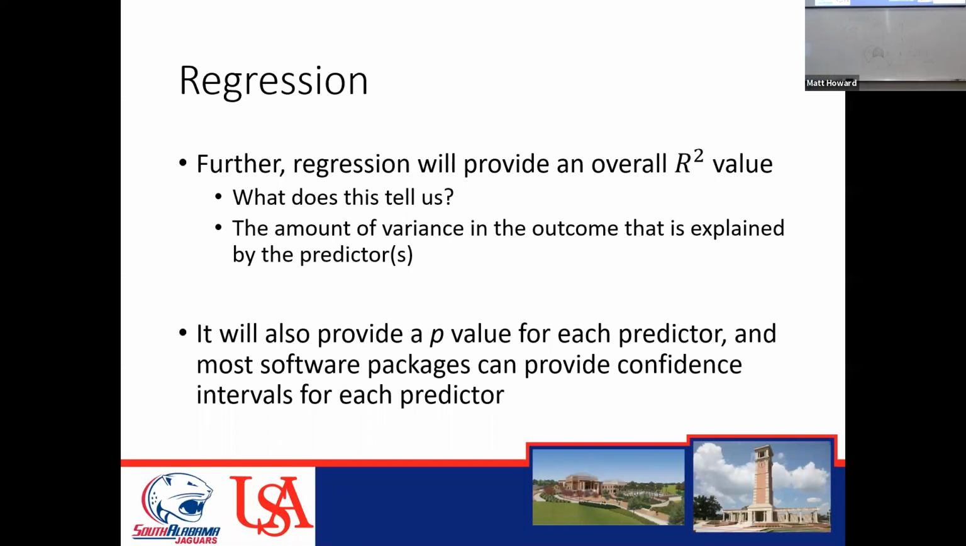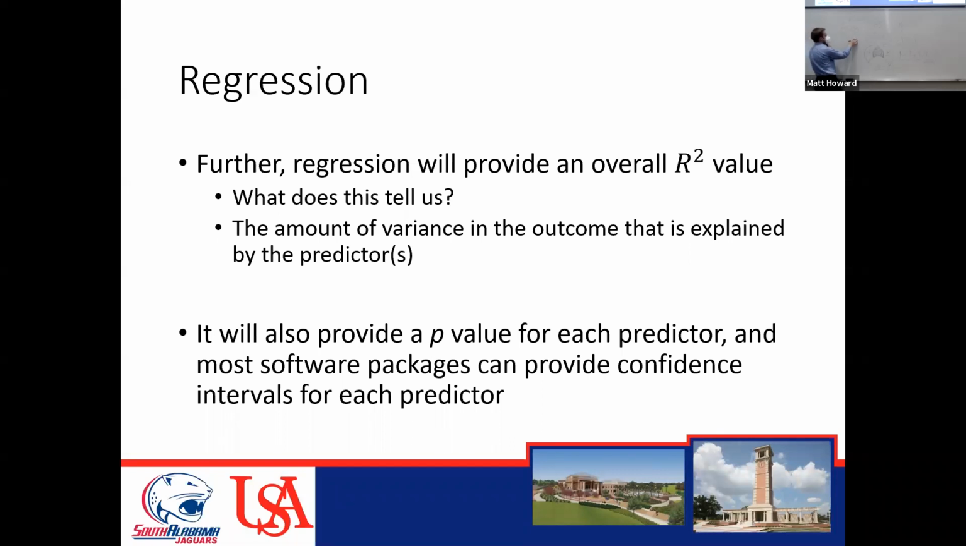Okay. And then also, your p-value functions just like it did for a correlation. If your p is less than 0.05 for a predictor, that means it's a statistically significant predictor of your outcome. So once again, if the p associated with a predictor is less than 0.05, that means this predictor is a statistically significant predictor of your outcome.